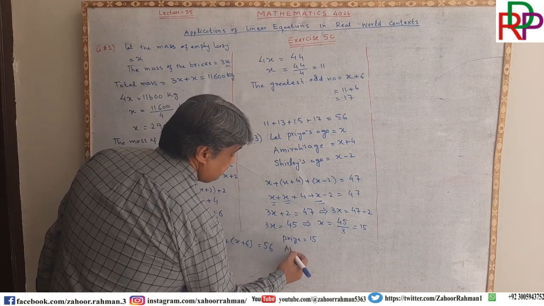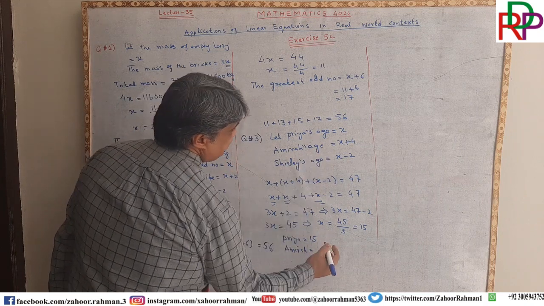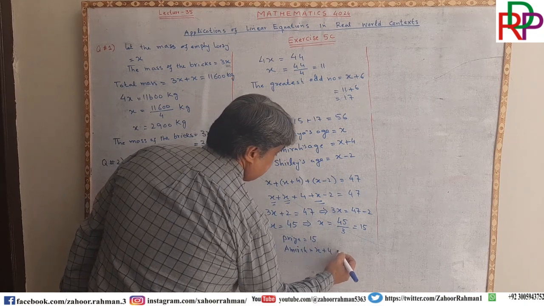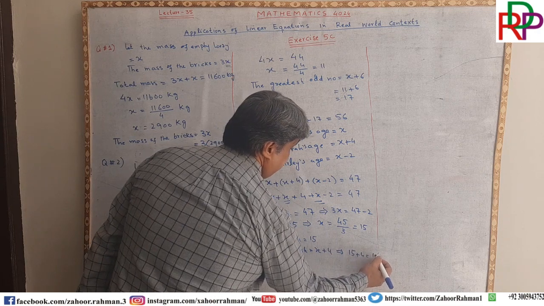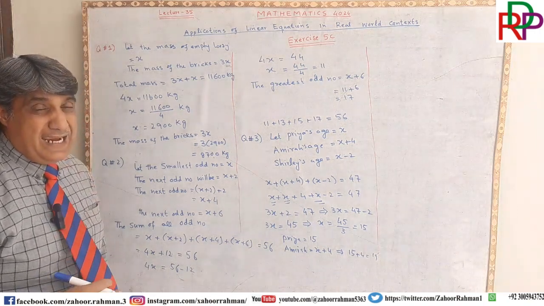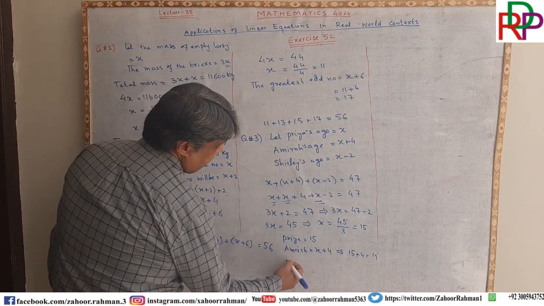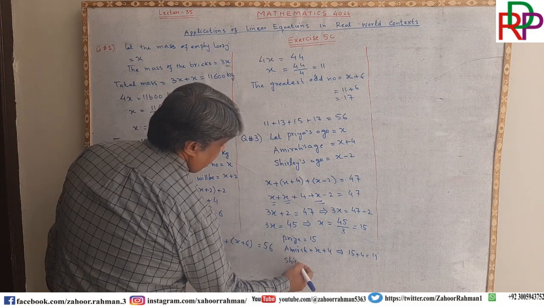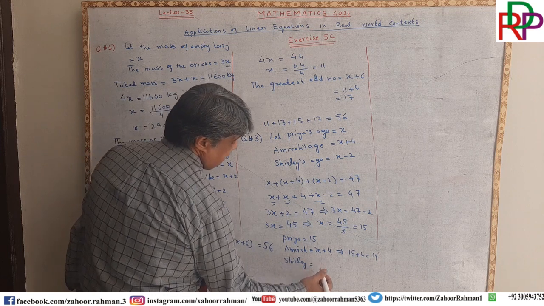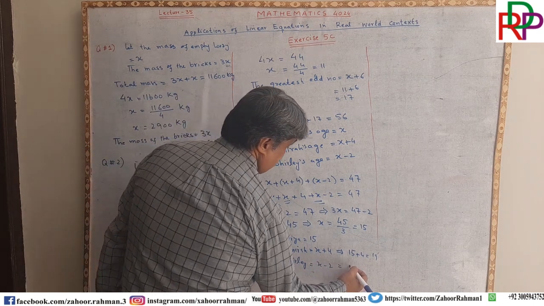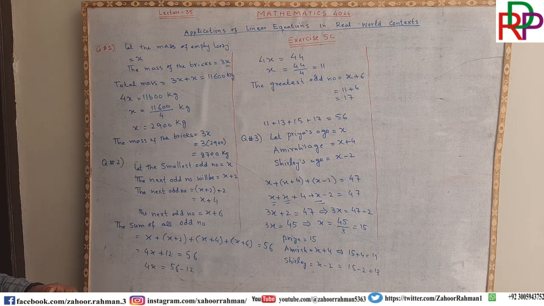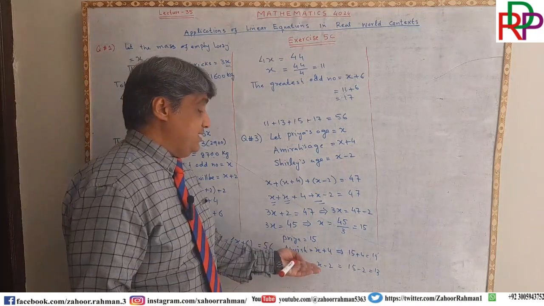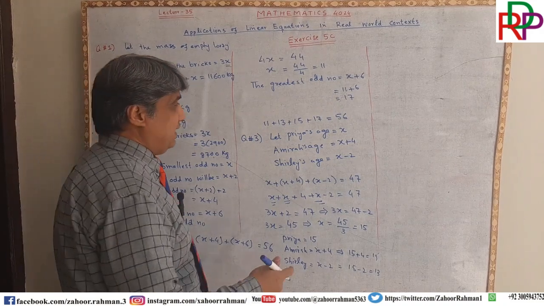Now Amira's age, we supposed X plus 4, so we found the value of X, so we have to add 4 with it and it will give you 19. Now the next one is Shirley. We have to find the ages of every person respectively. So it was X minus 2, so 15 minus 2, which is equal to 13. Priya's age is 15. Amira's age is equal to X plus 4. And Shirley's age is X minus 2. So we found all these ages.